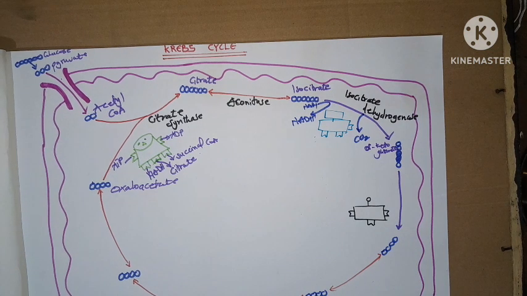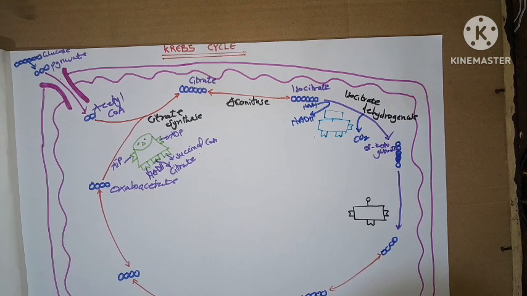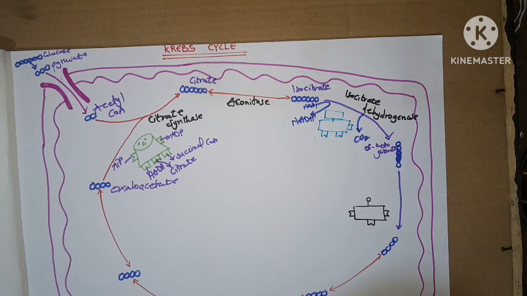And this enzyme has 3 binding sites. This isocitrate dehydrogenase has 3 binding sites, and too much ATP will stimulate this enzyme. So this enzyme can be stimulated by too much ATP.